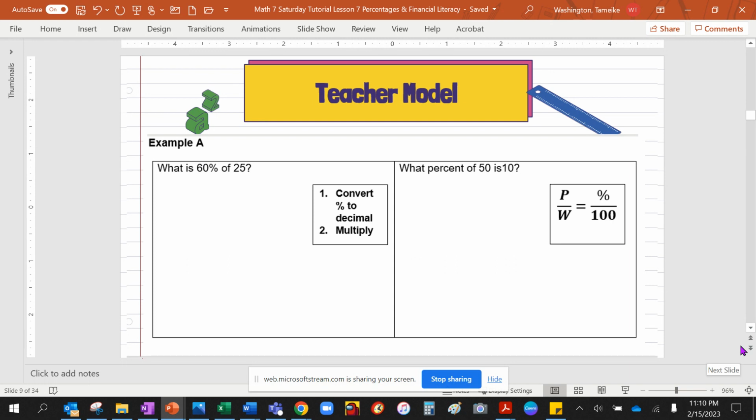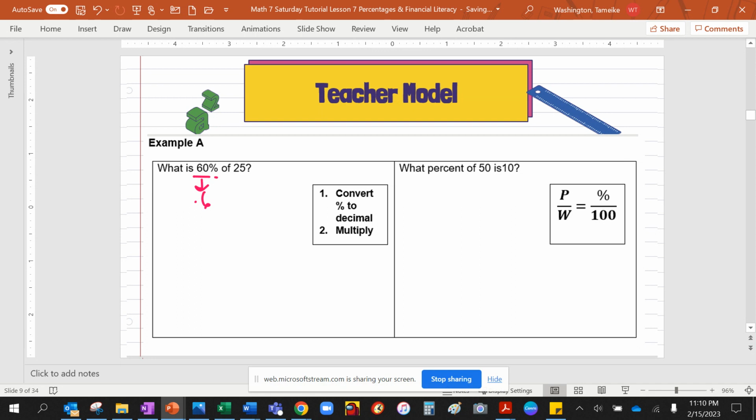The first example says, what is 60% of 25? You could use either method, but the simplest way, in my opinion, is using the percent equation. So the first thing I need to do is convert this percent to a decimal. 60% as a decimal is 0.6. I know how to multiply by decimals.